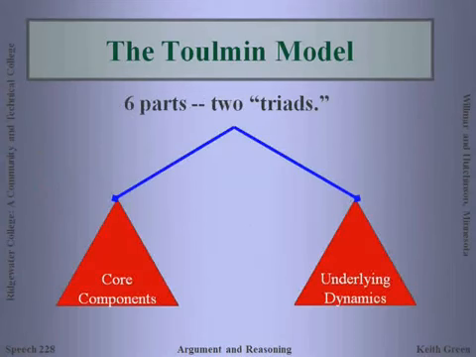Now the Toulmin model has 6 parts, and of course you're going to be learning what all these parts are. But we divide it into what are called 2 triads. Now triad just meaning that each of them has 3 parts. The first triad that we'll look at in this lesson has the core components of claim, data, and warrant, the heart of the argument. And the other triad addresses some issues of underlying dynamics, and it's best just to save that until we get to that.